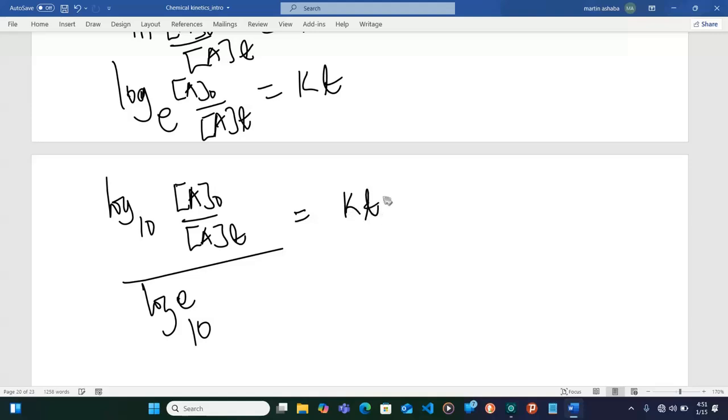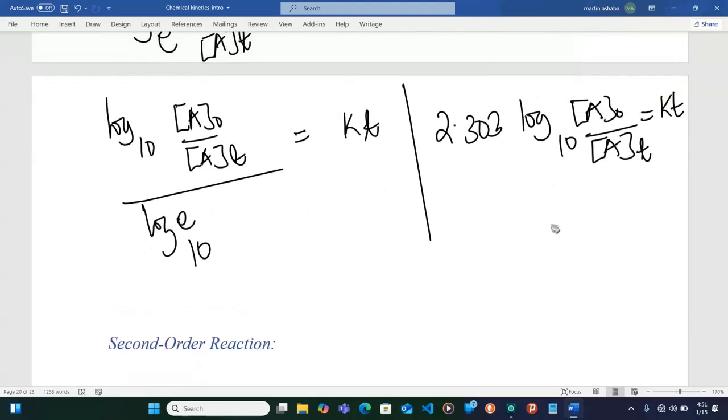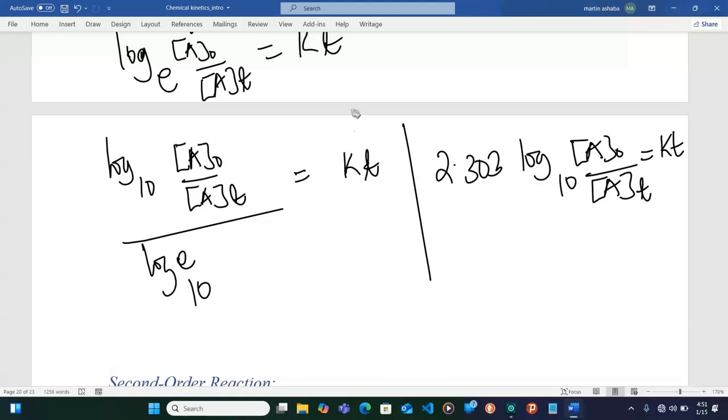Remember, this is equal to kt, and this is going to be 2.303 logarithm to base 10 of the concentration of A at t equals 0 divided by the concentration of A after time t seconds. And this is equal to kt. So finally, if we are looking for the equation to determine any of these, if you're given the time and you know the initial concentration, you can get the concentration at any time t.